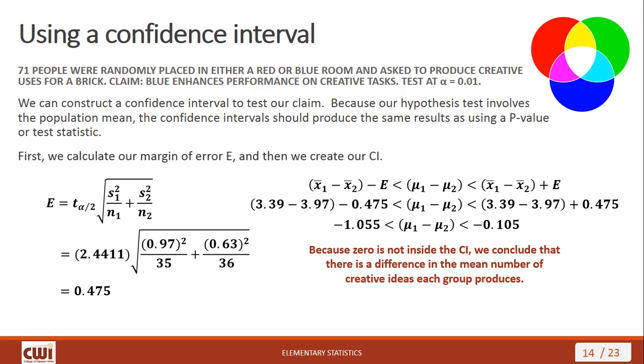Furthermore, because the blue room is represented by mu2 and the red room is represented by mu1, the value for mu2 has to be greater than mu1 in order for this number to come out negative. And that's what we see. All the numbers inside the confidence interval we just calculated are negative. So that means mu2 is greater than mu1, which means blue is shown here to enhance creativity more than red.